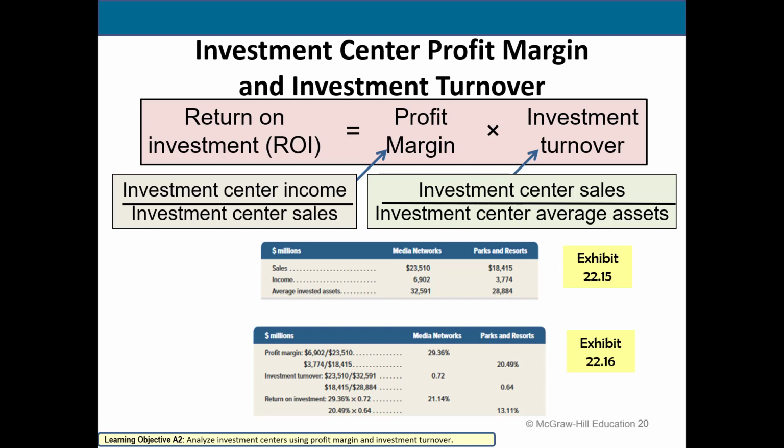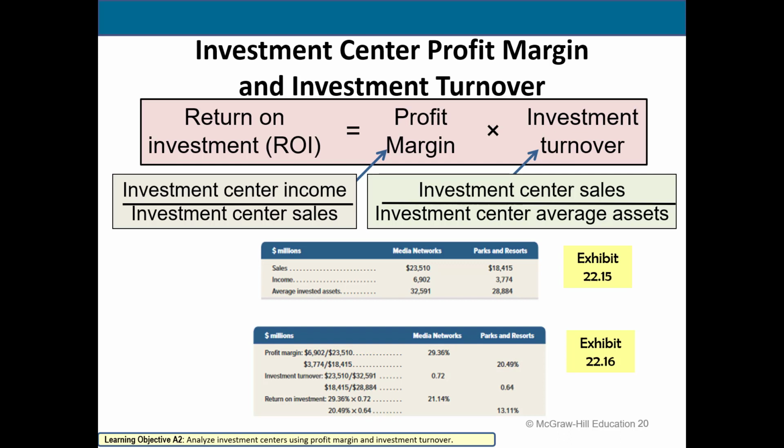The profit margin is expressed as a percentage, but the investment turnover is expressed in number of times the assets were converted into sales. So it's a number. Higher profit margin and higher investment turnover obviously mean better performance. So you can see that the profit margin for media networks is 29.36, and it's only 20.49 for parks and resorts.